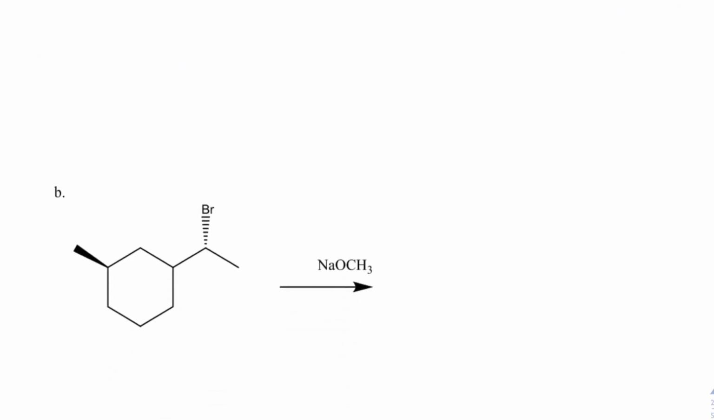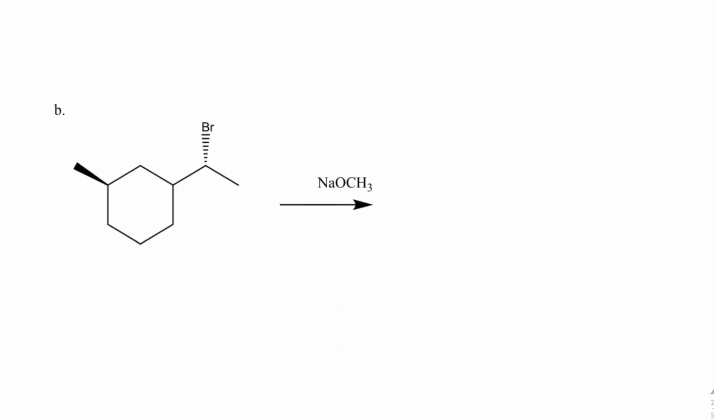Let's look at another one. Here, these are going to get very similar. I see that I've got a secondary carbon, and I've got a charged oxygen, so that's going to be a strong nucleophile. My nucleophile attacks that carbon. Simultaneously, the leaving group leaves.